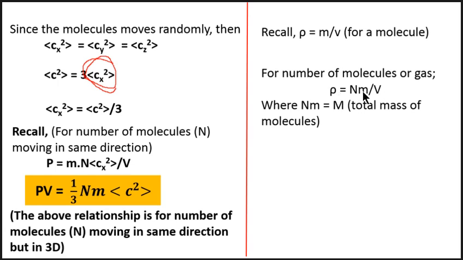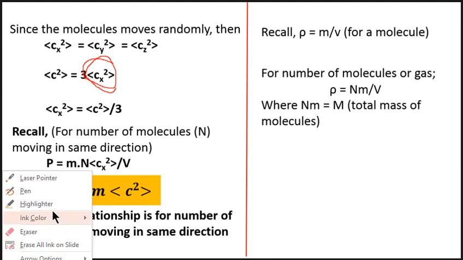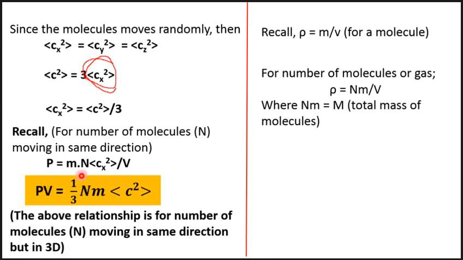So nm will give me rho v. Then I will come back to the expression we derived here and substitute for nm. If I substitute for nm here, this will change to rho v, and that will end up giving me PV equals 1 over 3 rho v, then mean square velocity.